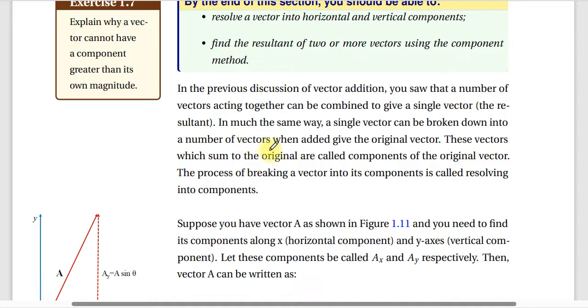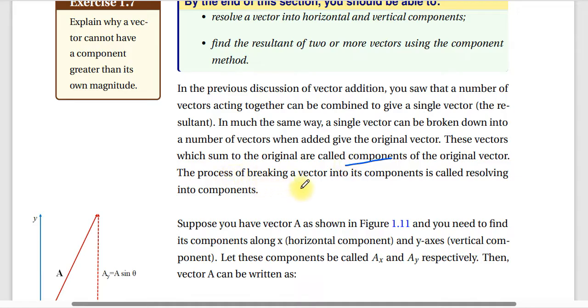In much of the same way, a single vector can be broken down into a number of vectors that, when added, give the original vector. Thus, vectors which sum to the original are called components of the original vector.